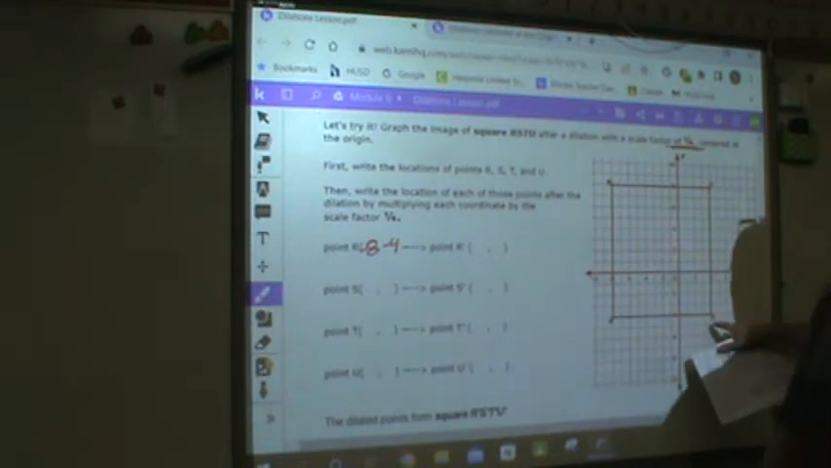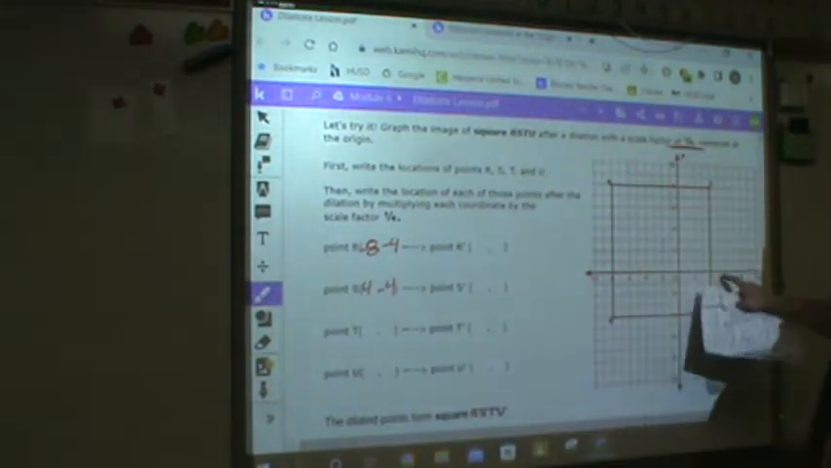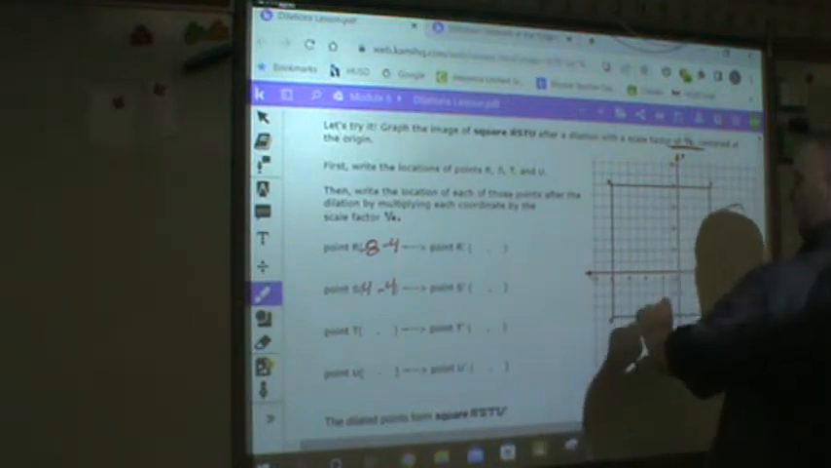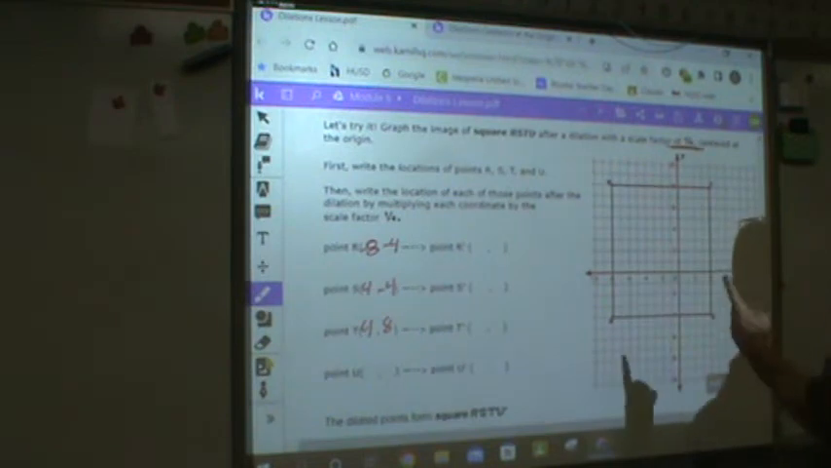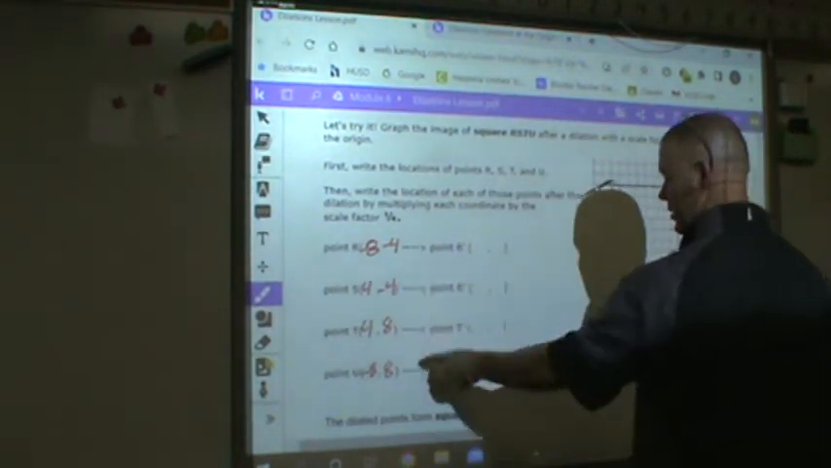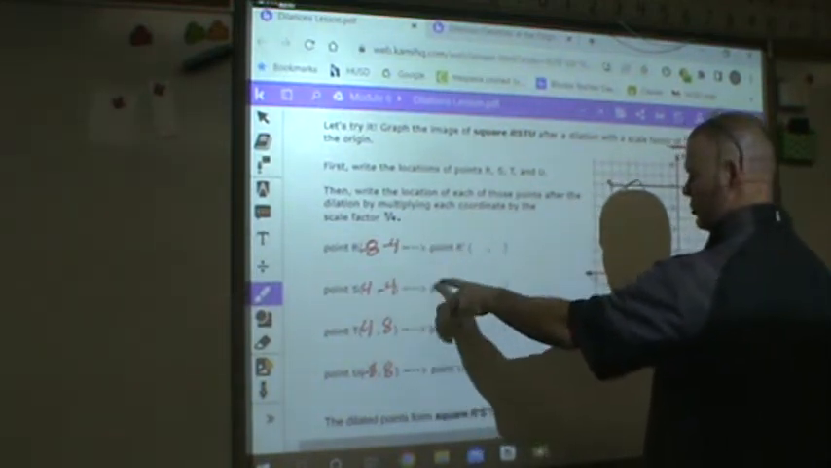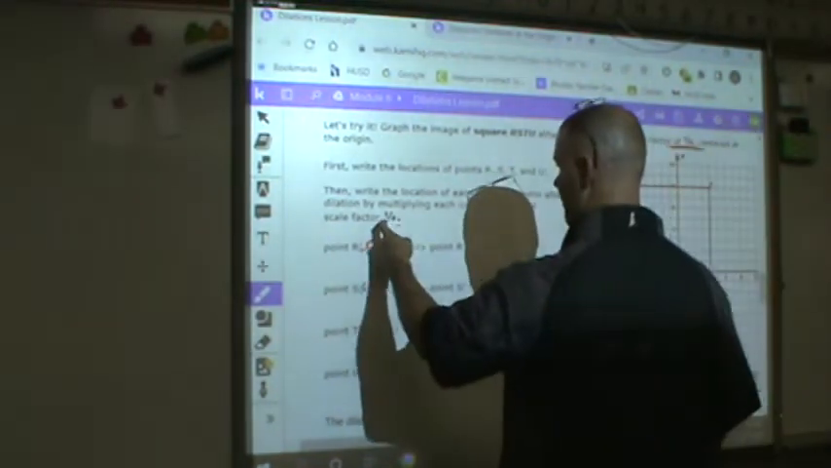S is at 4 and negative 4. T is at 4 and 8. And U is at negative 8, positive 8. So all these points are going to map to, that's what the arrow means, map to RSTU prime by a scale factor of a quarter.